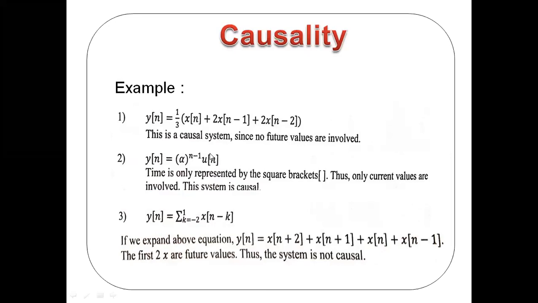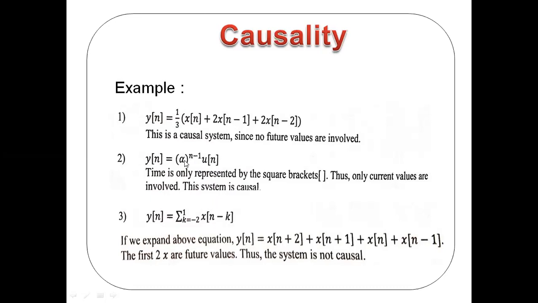Likewise, for this particular case, y[n] is alpha^(n-1) u[n]. Based on this y[n], the output will only depend on the current value and past values. So again, the system that we have here is a causal system.